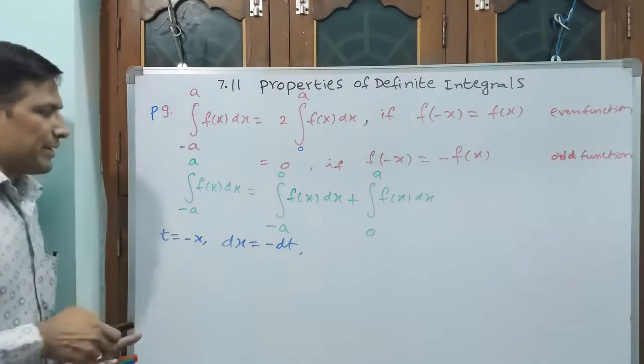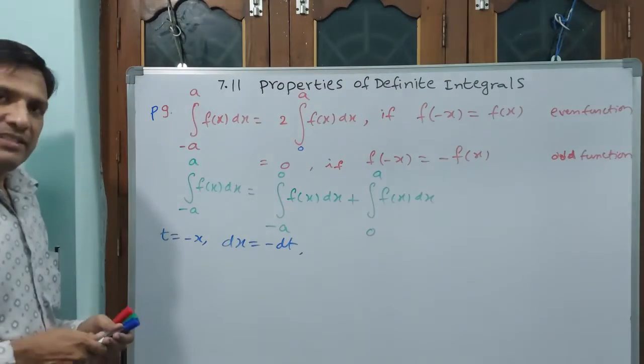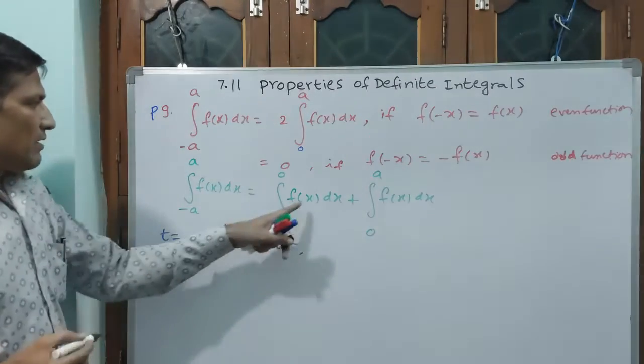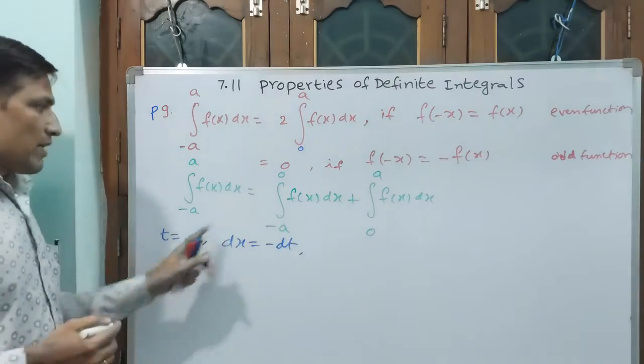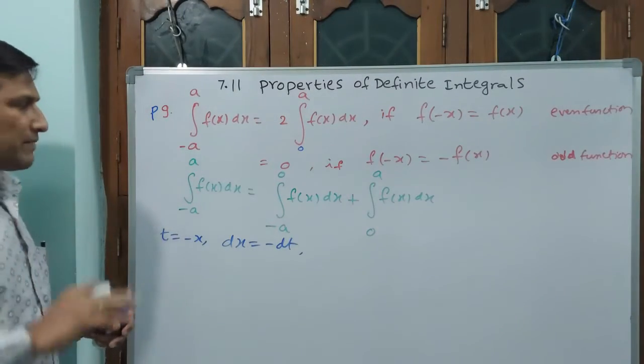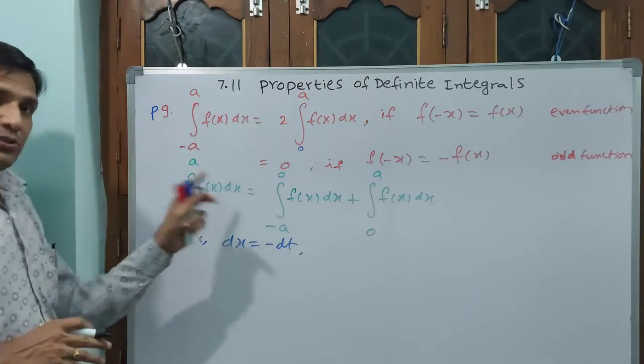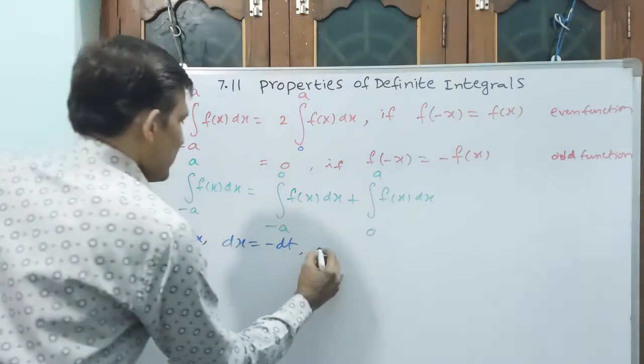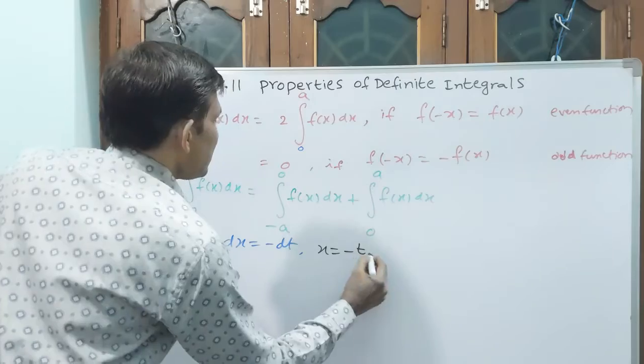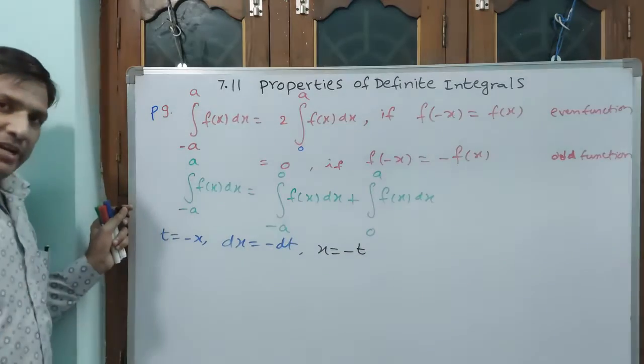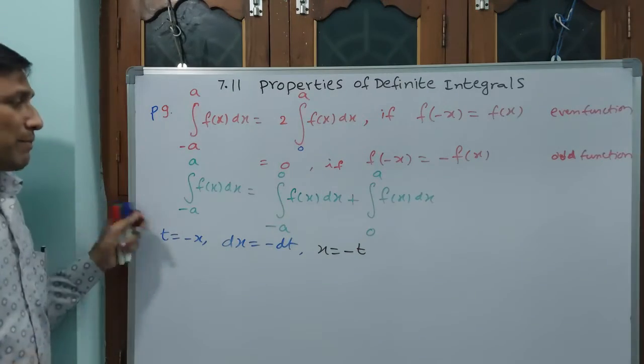Okay, you see what will happen. dx is equal to minus dt, that is okay. Function you can write, f of t I am going to write here, that is different. x is equal to minus t is also going to become, okay. x is equal to minus t, here minus t only I am going to write, that is not a problem for me.